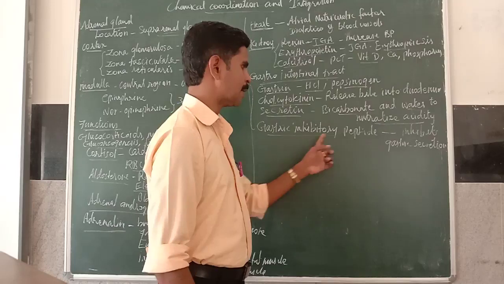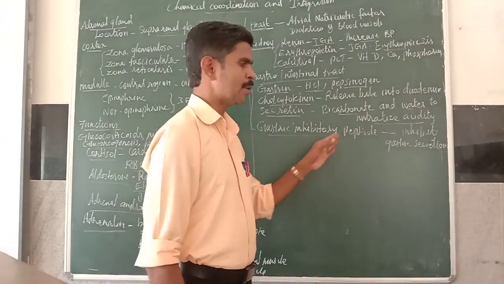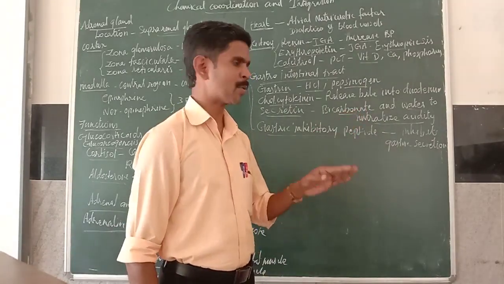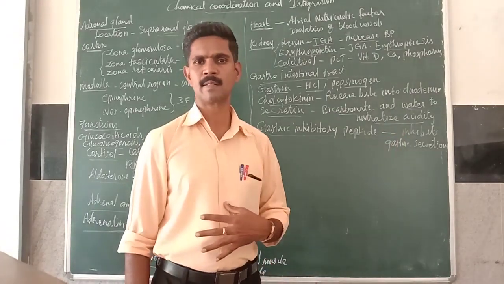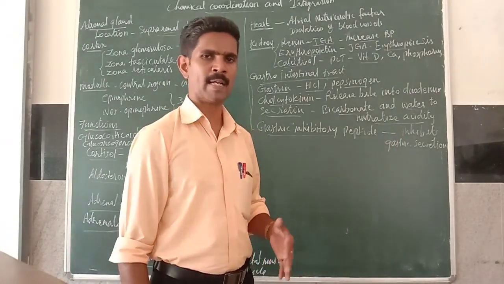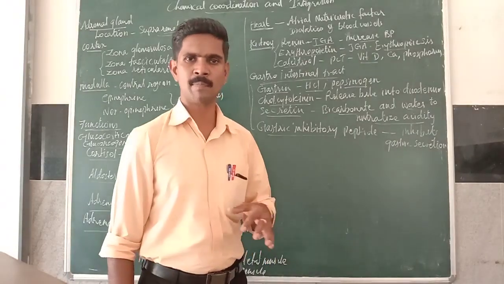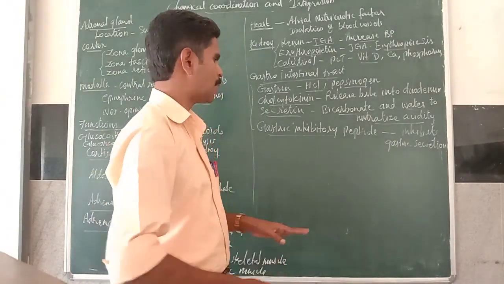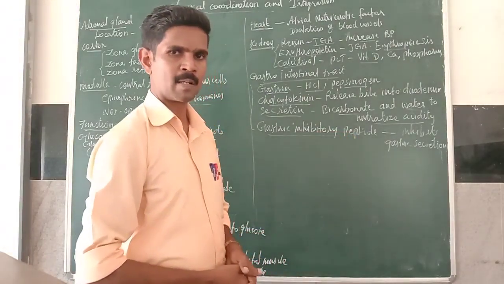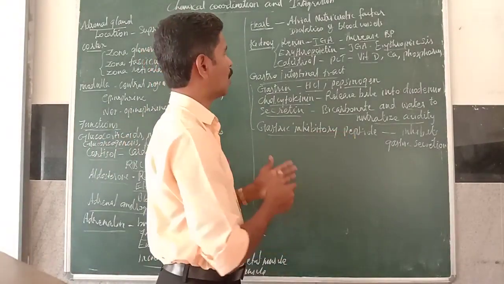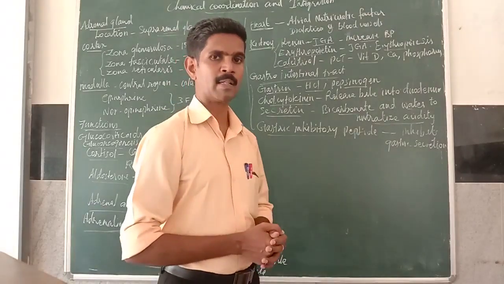This hormone inhibits or stops the production of gastric secretions. Inside our digestive system, a lot of glands are there, gastric glands. So the secretions of these gastric glands are stopped by this gastric inhibitory peptide hormone. Understand? I hope you all understood all these points very clearly.